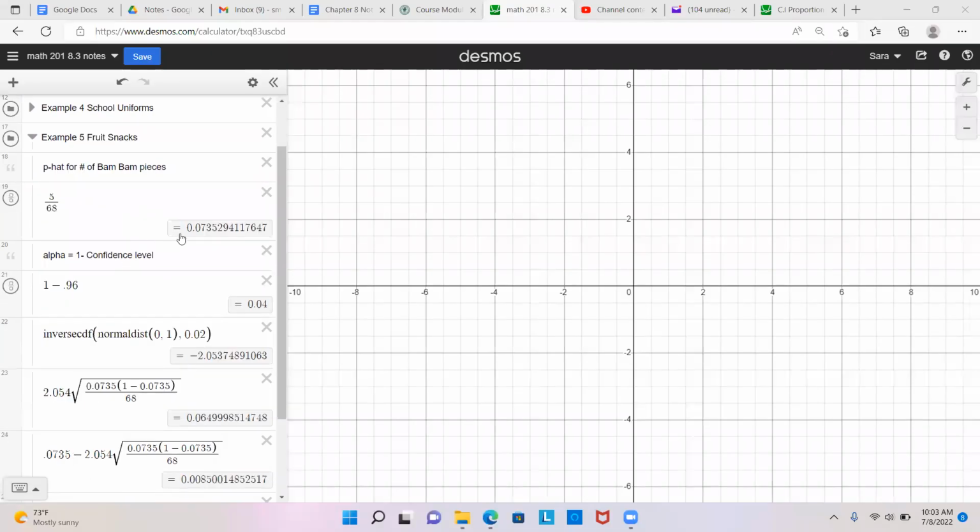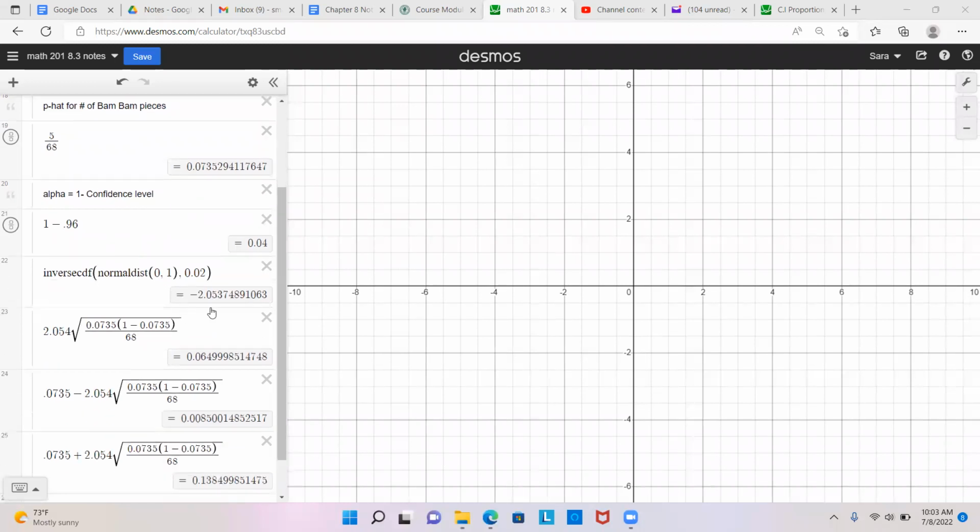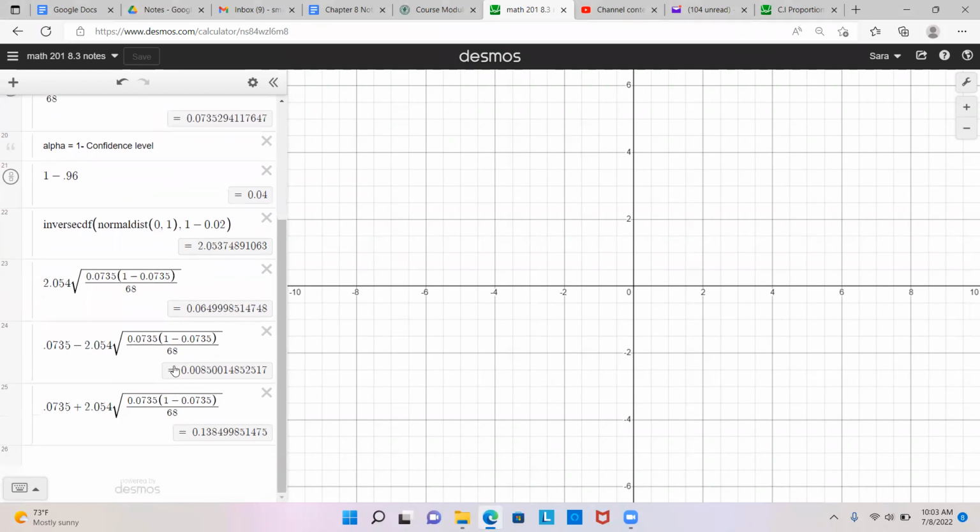So there's our proportion, and that's validating our critical Z 2.054, and our error bound proportion is 0.0650 when we round it. And then when we calculate our lower bound of the interval, it is 0.0085, and then our upper is 0.1385.